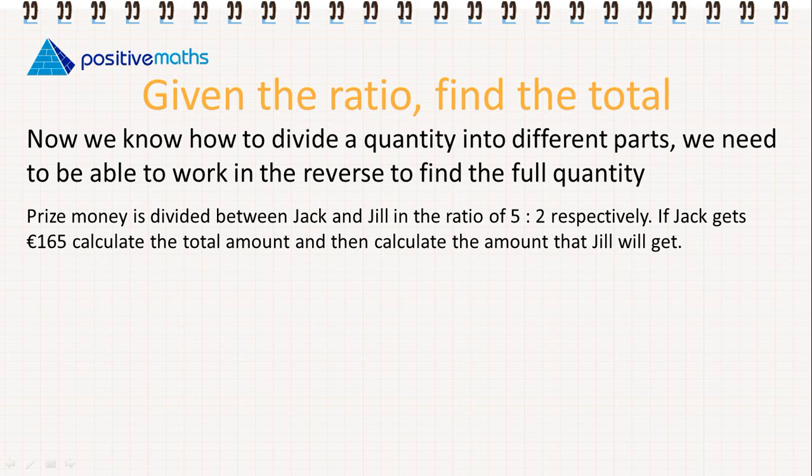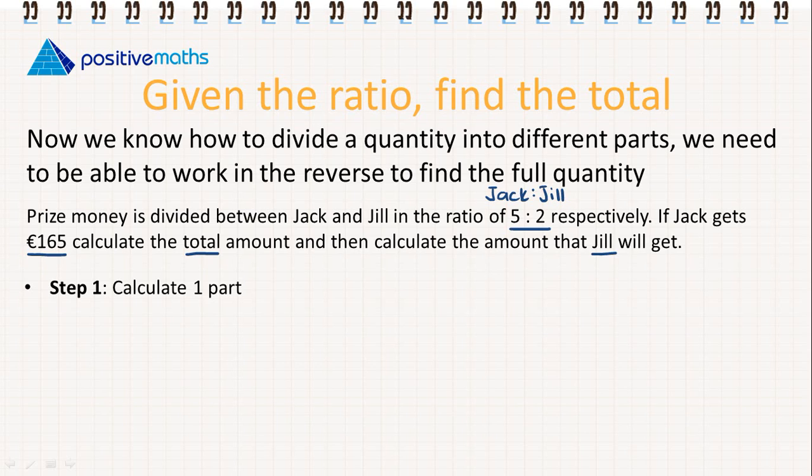Prize money is divided between Jack and Jill in the ratio of 5:2 respectively. If Jack gets €165, calculate the total amount and then calculate the amount that Jill will get. Okay, so let's read this and go through. So Jack is to Jill. So the way the money is divided is 5:2. If Jack gets 165, calculate the total and then calculate the amount that Jill will get.